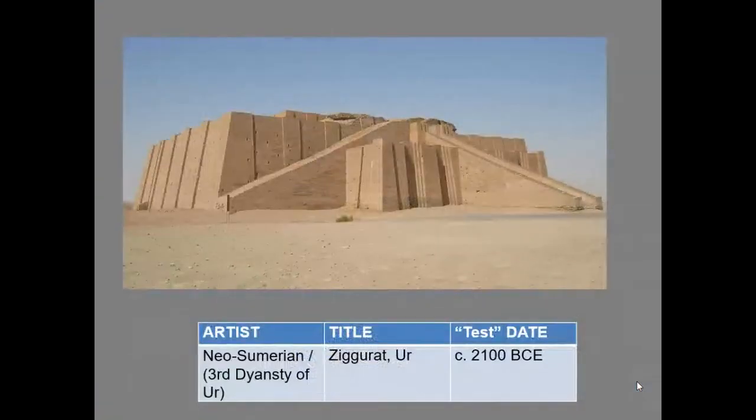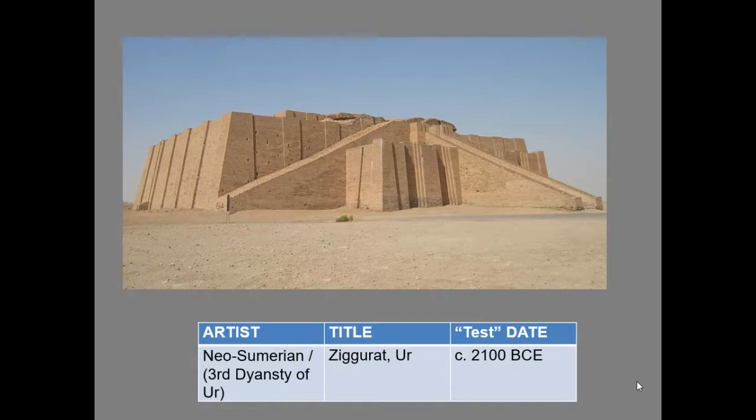We also saw the rise of the Sumerian culture a second time, what we call the Neo-Sumerian culture, the second rise of the people of Ur. This is their ziggurat from the city of Ur, and it is, of course, unfinished in this state.